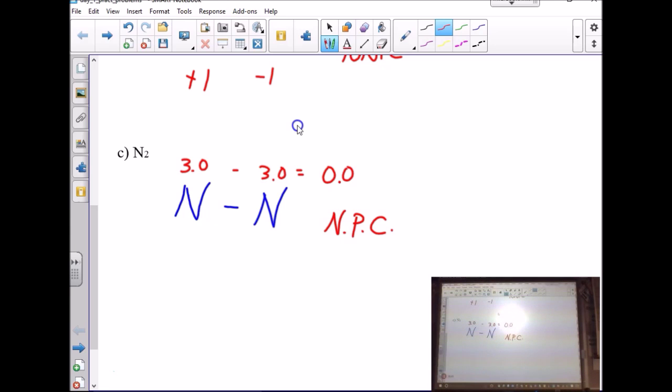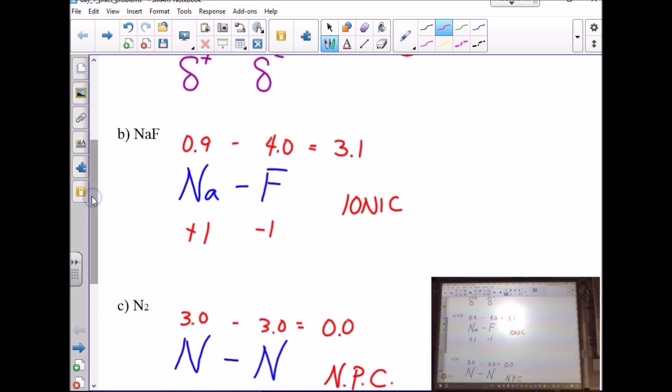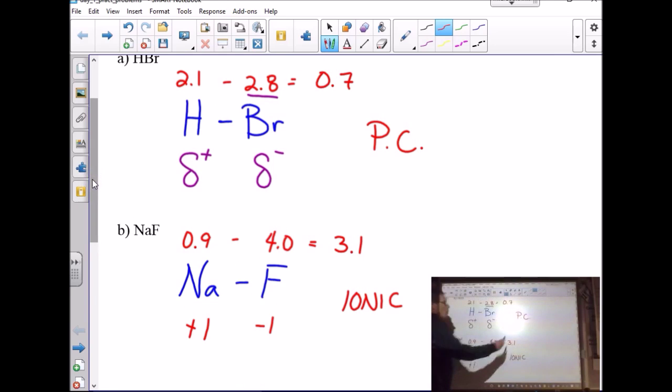What type of partial charges do they have? Or full charges? Or charges? Nothing. If you're sharing equally, there is no greater attraction. Nobody's taking an electron away. So there are no charges. So, I'm writing this, but you don't have to. There are no charges. No partial or no full. Correct. Yeah, so, good call. The only time that we ever do it is with the polar covalent.